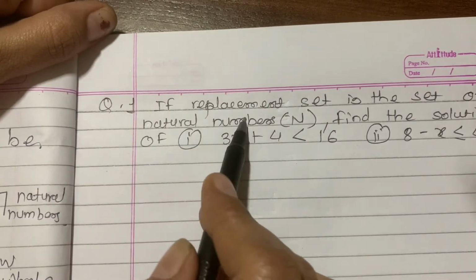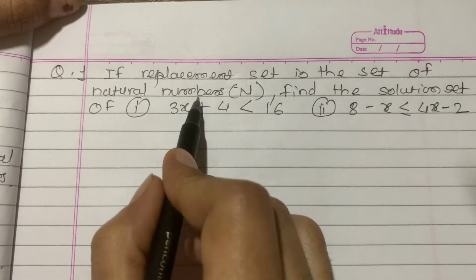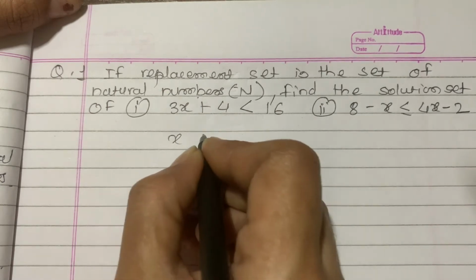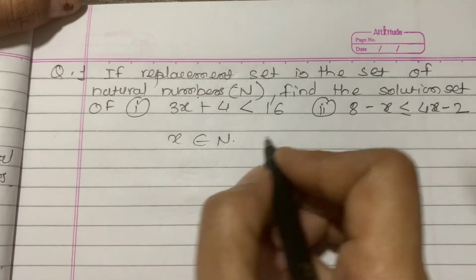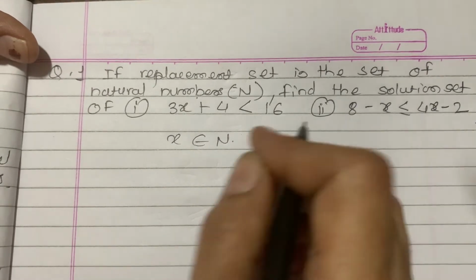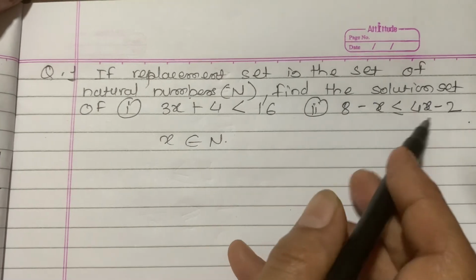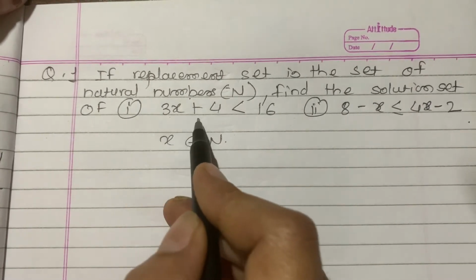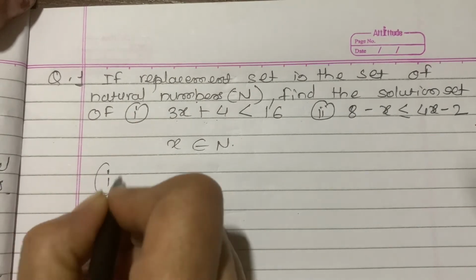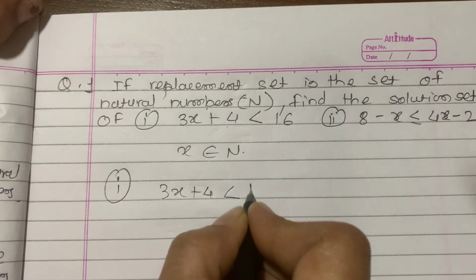Question 1. If the replacement set is the set of natural numbers, it means x belongs to natural numbers. We know that natural numbers start from 1 to infinity. Then find the solution set of 3x plus 4 less than 16. So we'll consider this first example: 3x plus 4 less than 16.